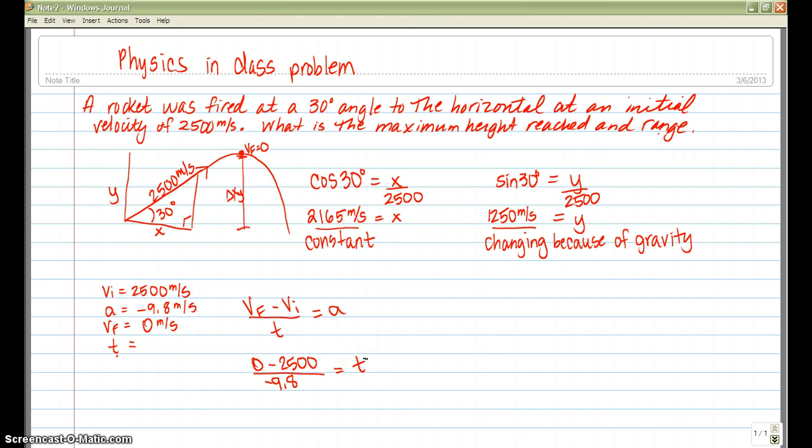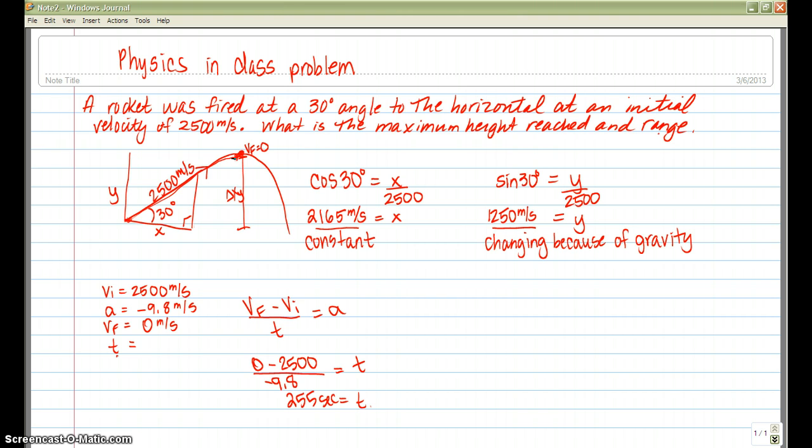So take your 2,500 and divide by 9.8. That gives 255 seconds. So this time that we just came up with, we said it's the time that it takes to go from 2,500 all the way up to a final velocity of 0.